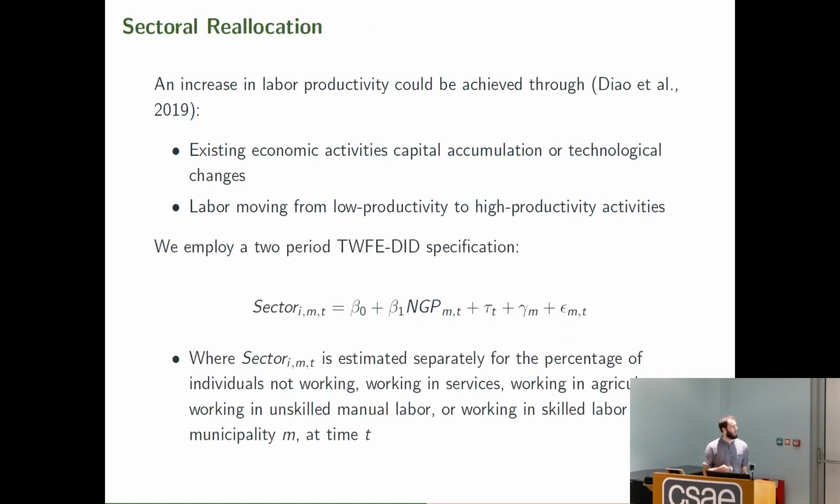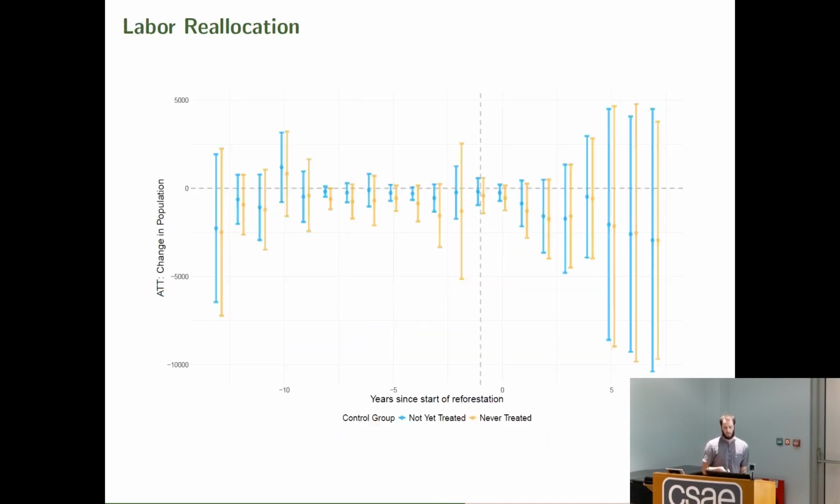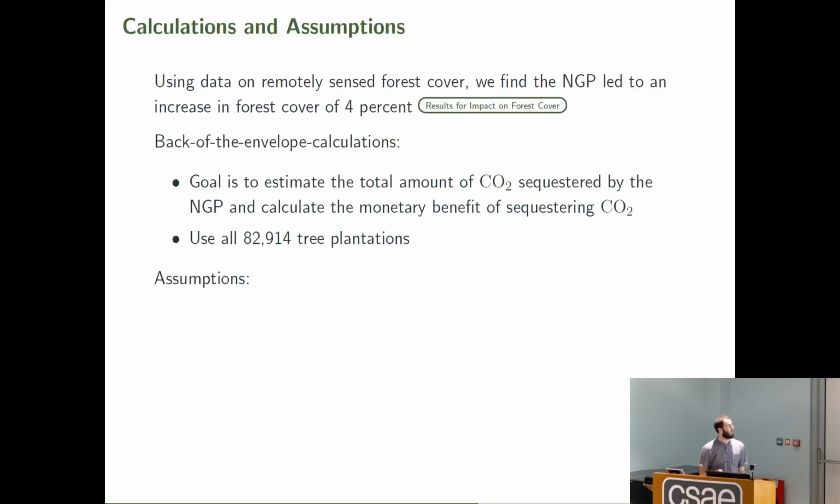All right. On sectoral employment, we want to look at how individuals are shifting. So here, it's the same model as what I just showed on the assets. But what we see is that there's more people working in services, around 2.5%, more people working in unskilled labor, and reductions in people working in agriculture. Okay. Labor reallocation, I'm going to keep this short, so we don't see any effect on individuals shifting across municipal borders or village borders. Okay.